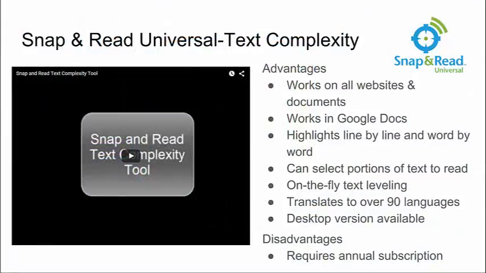And a final feature, one of our favorite features of Snap and Read Universal that we'll be demonstrating in this final video is the text complexity tool. This allows on-the-fly text leveling of sorts. What you can do is a student can select a body of text. They can use a sliding scale to increase or decrease the complexity of that text.